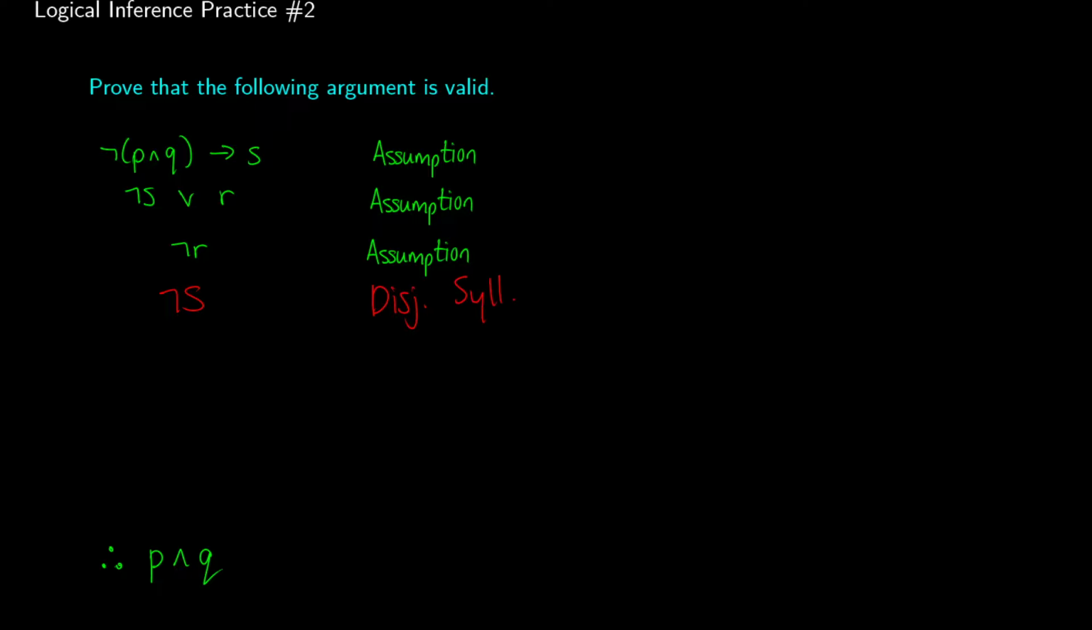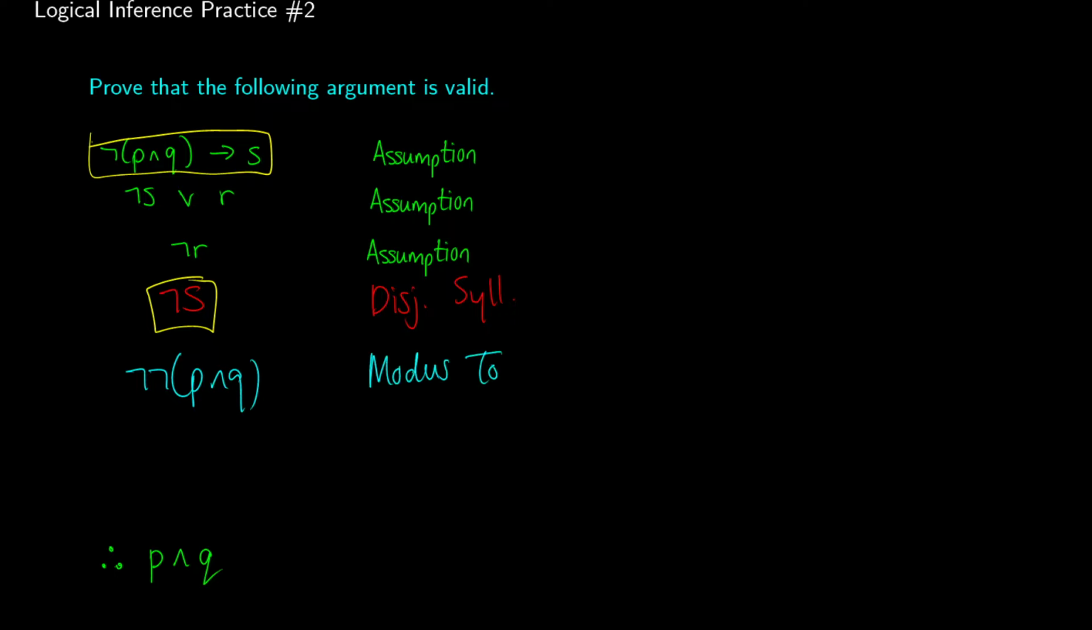Now what do we have? Well, we have not S and not P and Q arrow S. So we could use the contrapositive law to rewrite this first, or we could use modus tollens. So the consequent is false, therefore the antecedent must be false. So we can write, therefore not P and Q, and we can just write modus tollens here. Modus tollens is really just an application of the contrapositive law and modus ponens together.